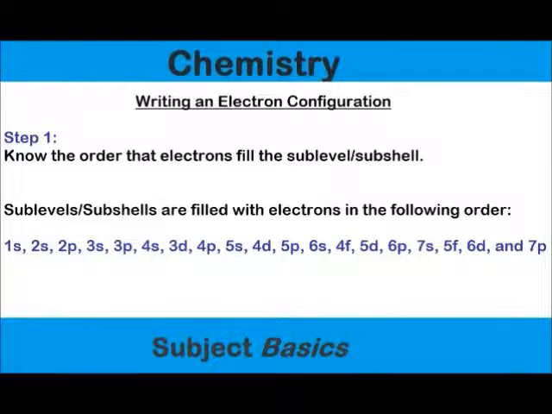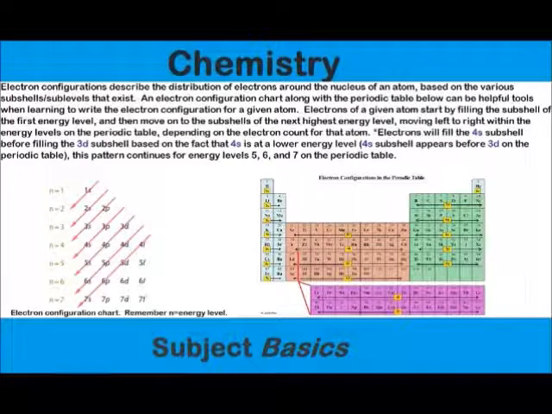And a little side note, as you may have noticed, electrons will fill the 4s subshell before filling the 3d subshell, based on the fact that 4s is at a lower energy level, meaning that the 4s subshell appears before the 3d subshell on the periodic table.